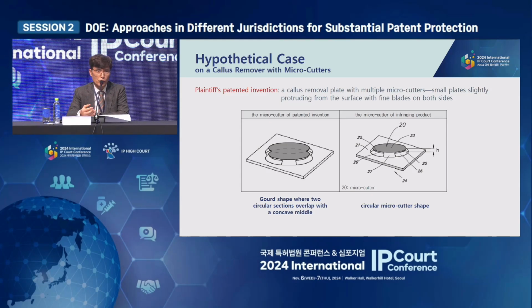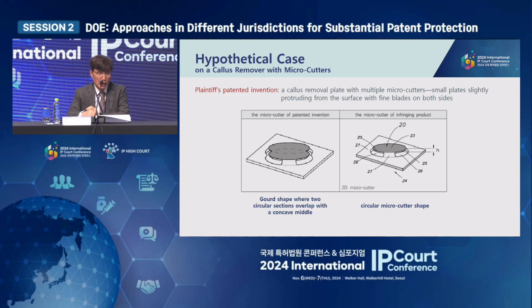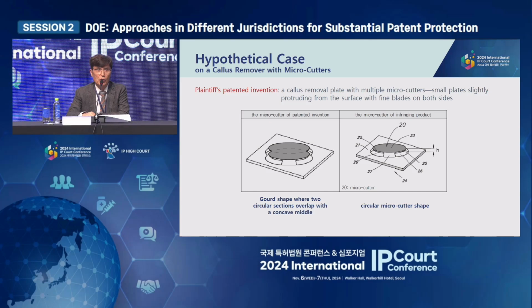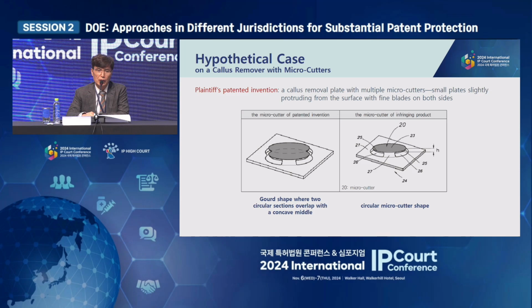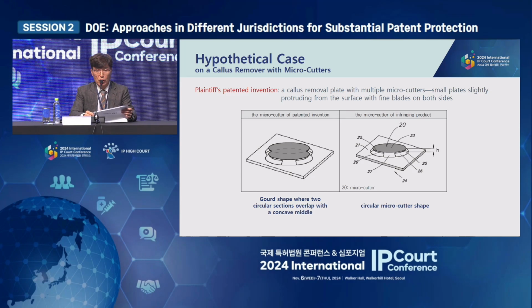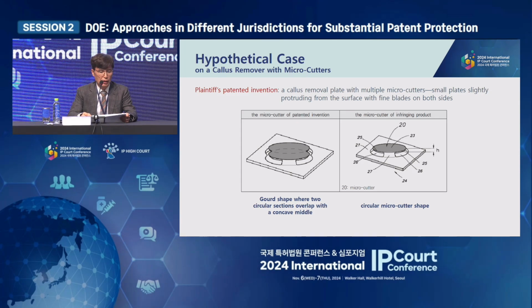So the shape of the microcutter is specified as a gourd shape where two circular sections overlap with a concave middle. And the defendant's product has a circular shaped microcutters, which is on the right. So the left one is the patented invention and the right one is the defendant's product. And the dark highlighted area is the cutter. So in the patented invention, there are two protruding points where the cutting begins at two locations, and there is a concave middle, right? And there you have additional cutting thanks to the shape of the microcutter.